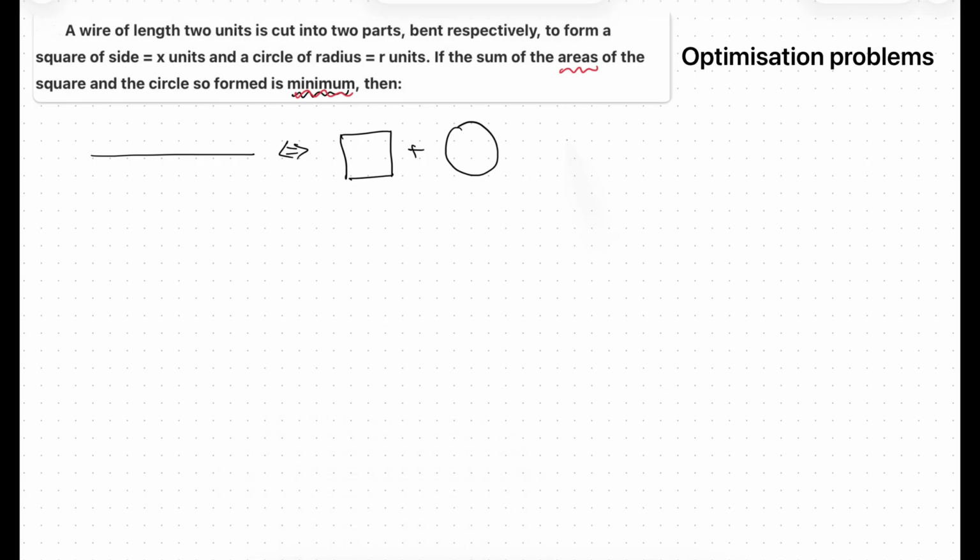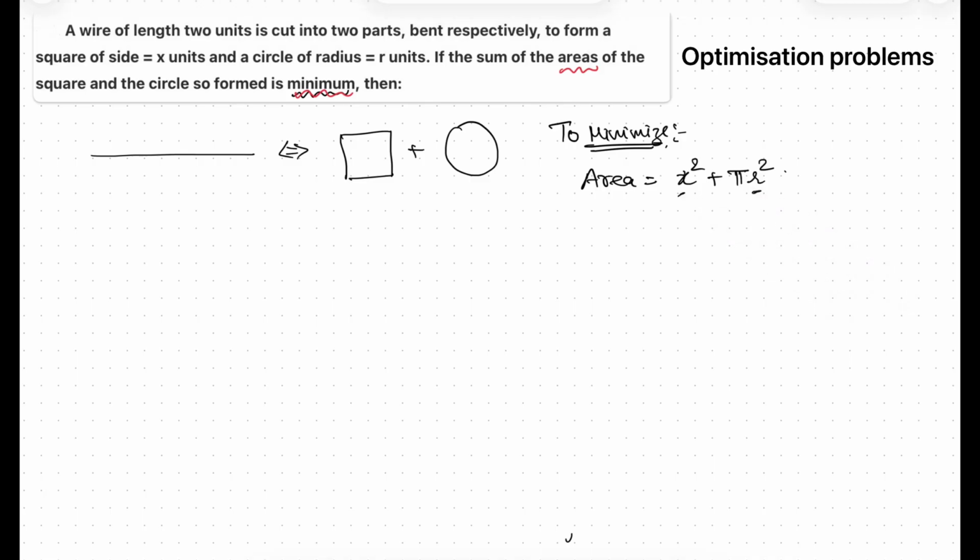Let me write the function, the one which has to be optimized. Basically we'll have to minimize the area function. What do we mean by area function? It is the area of the square, which is x squared, and the circle's area, which is pi r squared. So this is practically a function in two variables, because here you have x as well as r.